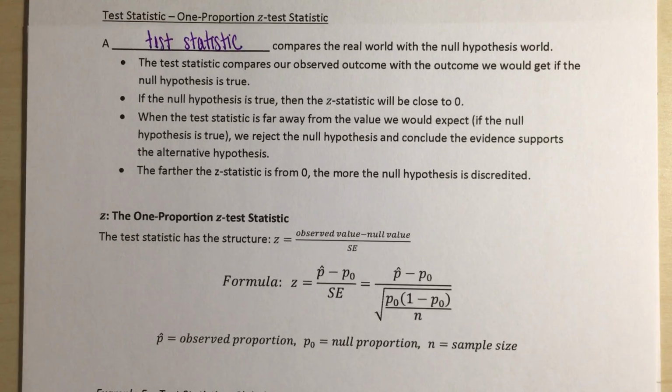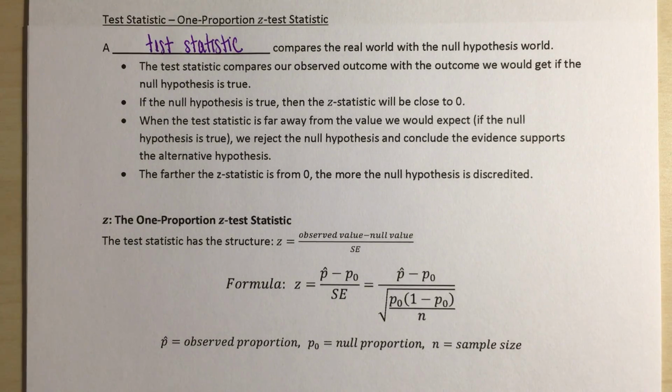So looking at what we have here, we have a formula for our z-statistic. This is not a formula that you need to memorize. You should either have it handy on a note card or it'll be given to you if you need it on the test. So the test statistic has the structure z equals observed value minus null value over our standard error.